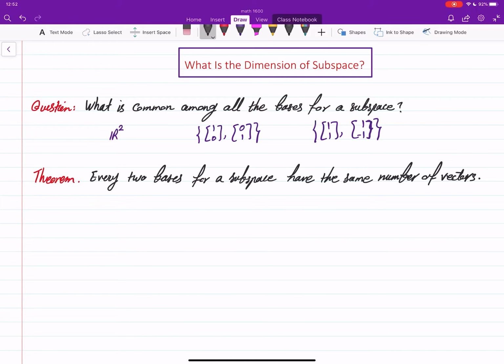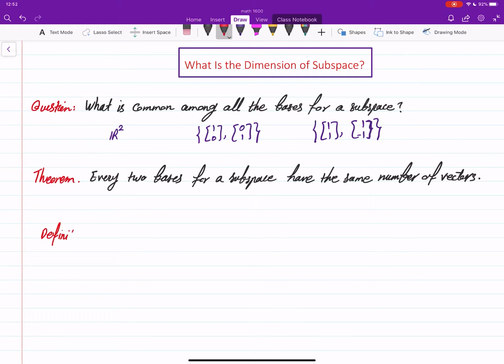So if you make a basis which has 10 vectors, any other basis for that same subspace is going to have exactly 10 vectors. Not more, not less. So that number, as mathematicians like to say, is the invariant of the set of all bases. And that is why it is important.